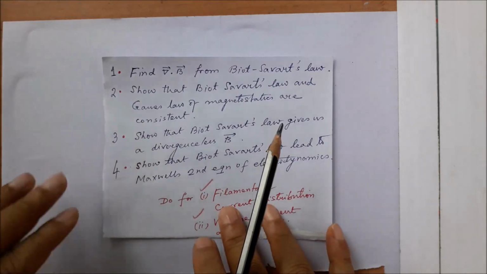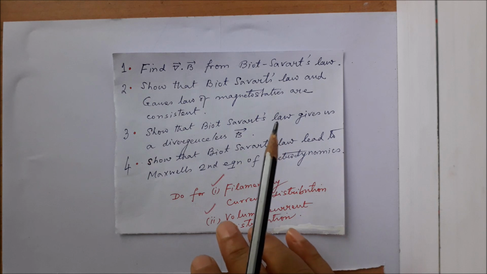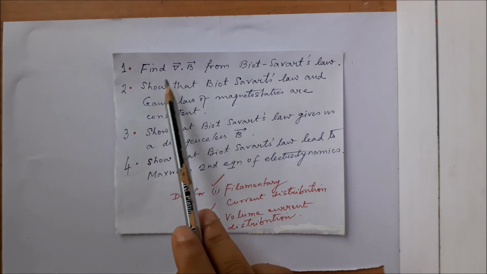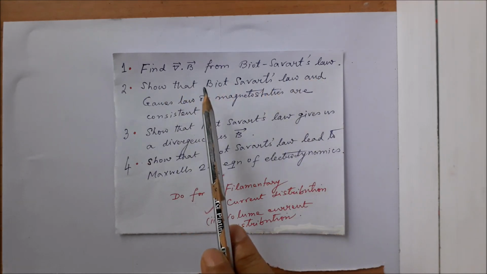So we have found out divergence B from Biot-Savart's law, and now let us address these few questions. The first question is to find divergence B from Biot-Savart's law, which we have just now done.